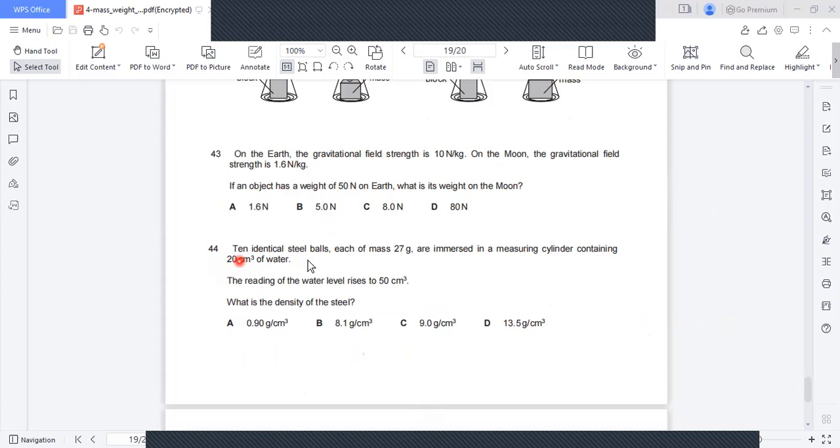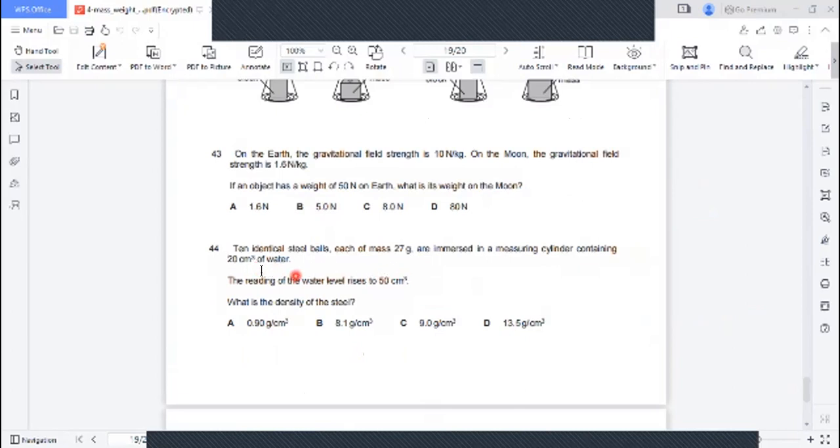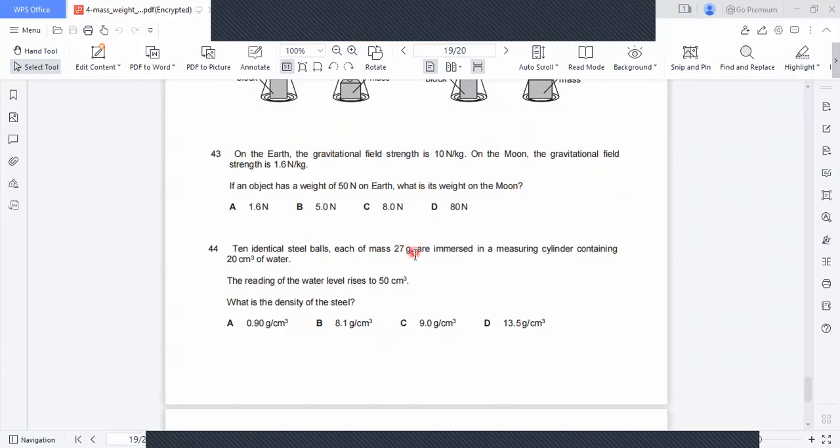44. 10 identical steel balls, each of mass 27, are immersed into the liquid of 20. The reading of the volume. So now there is a difference of volume. It means 50 minus 20 is 30 centimeter cube, the new volume, and the mass is given.